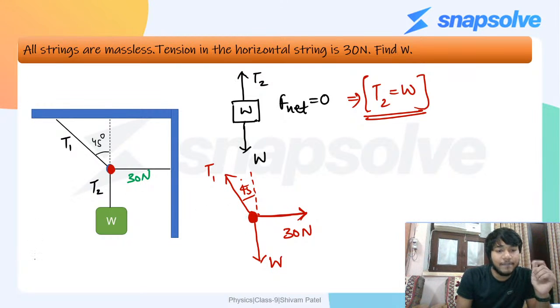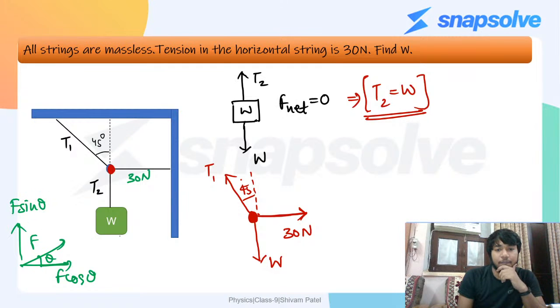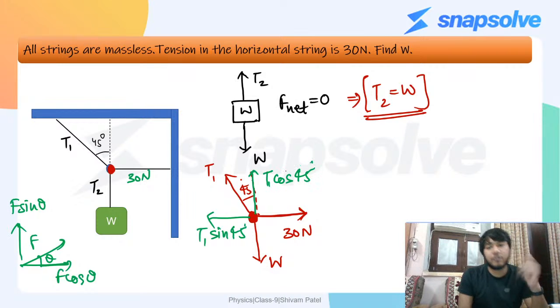So as we studied, if we have a force F, this angle is theta, then F cos theta will come in this direction and F sin theta will come in this direction, right? So when we divide T1 into components, this component will be T1 sin 45 and the upper component will be T1 cos 45. Don't get confused why I'm putting T1 cos 45 up, right? See, along theta is F cos theta. In this case, this was theta. So that's why this is T1 cos theta.